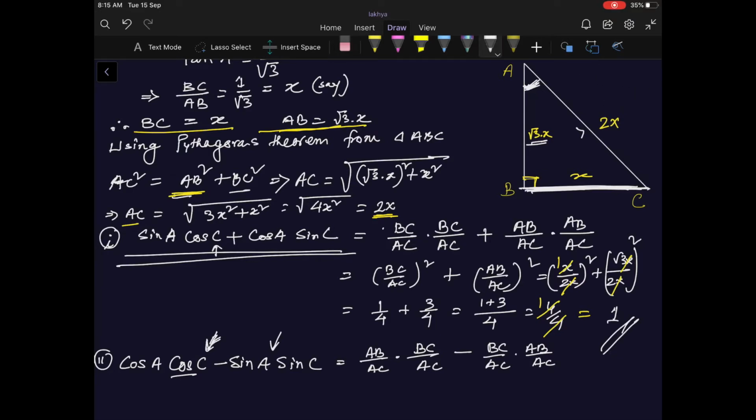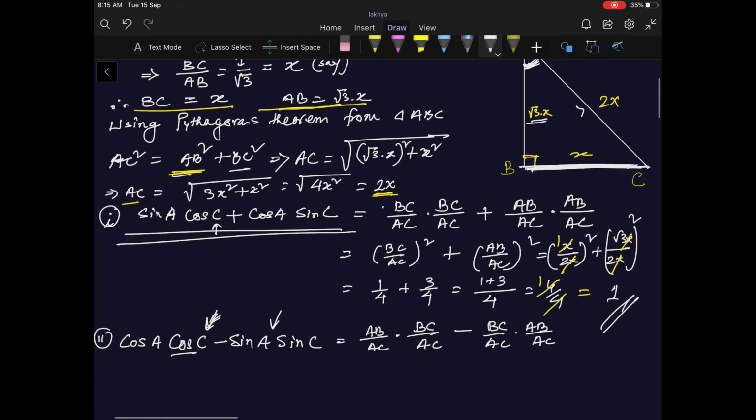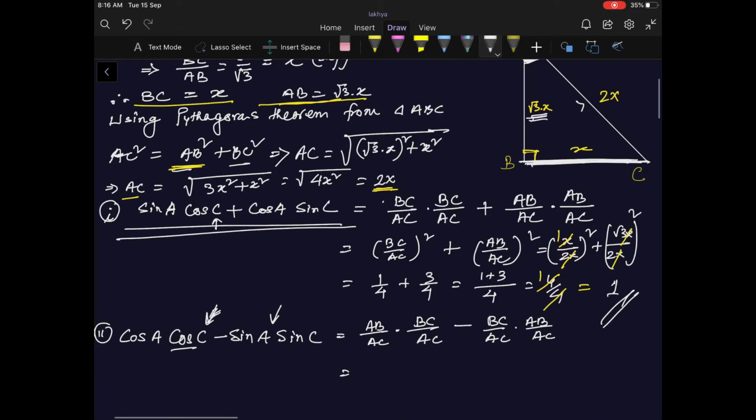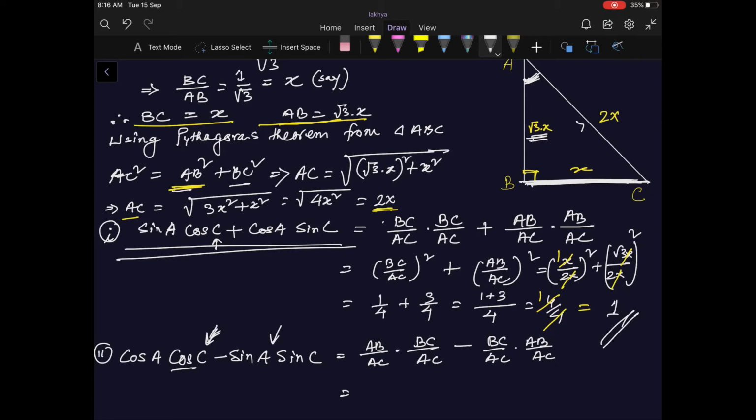So now let's put the value of AB, BC and AC here. You see AB is root 3 into x, so put here root 3 into x, and AC is twice x. BC is only x, so AC is again twice x, minus BC is x, AC is twice x, and this is AB. AB is root 3 into x by AC is twice x.